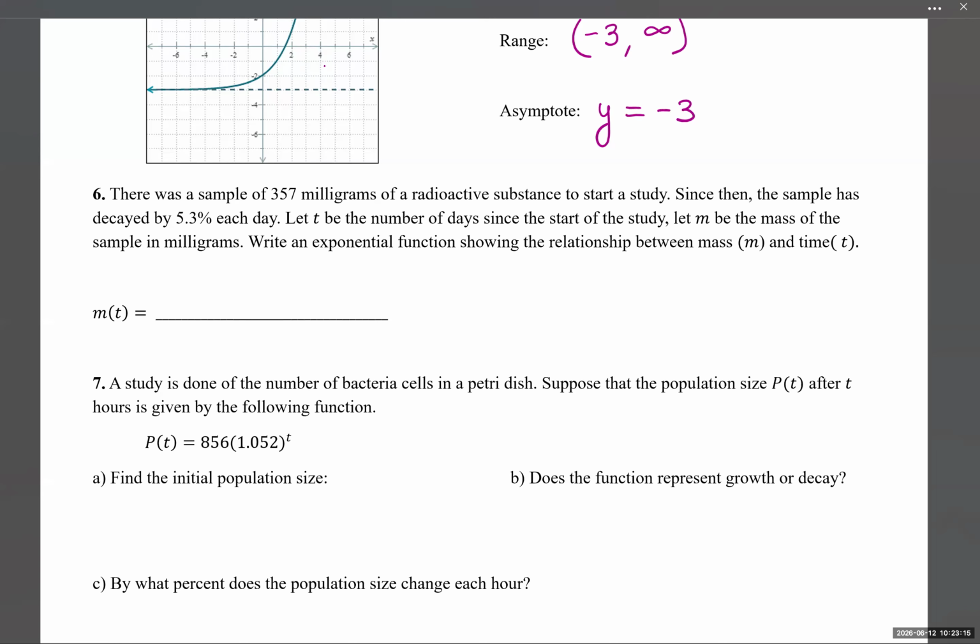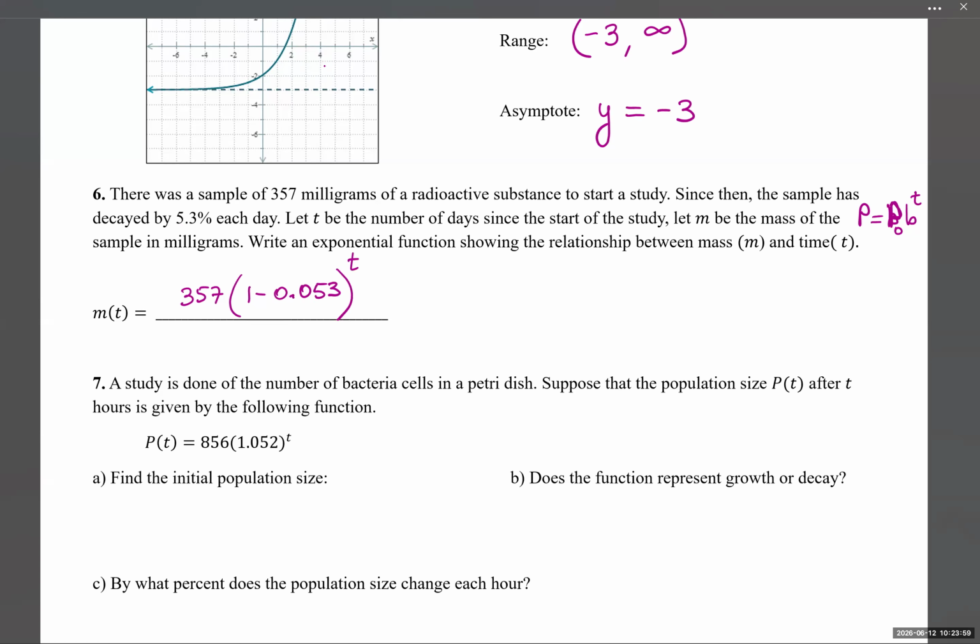Now, the typical exponential function looks like this: P equals P naught b to the t. Now, instead of P, we have M. T is still our variable. The initial amount is 357 milligrams, and then it's decaying by 5.3% per day. So 1 minus 0.053. We cannot work with percentages, we have to turn them into a decimal. Minus because it's decaying, to the power t. So this is a perfectly good answer.